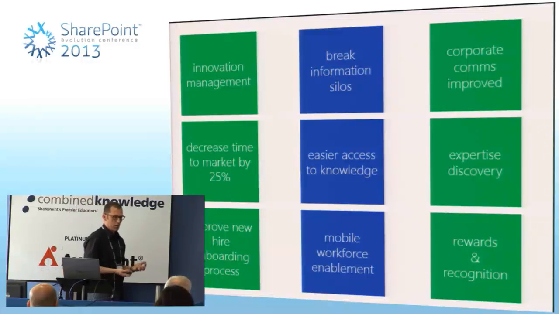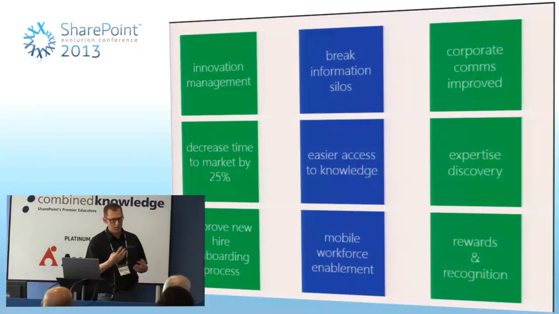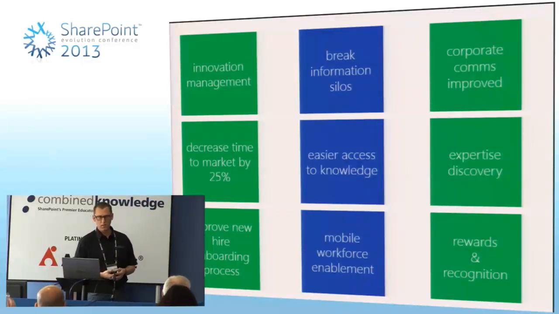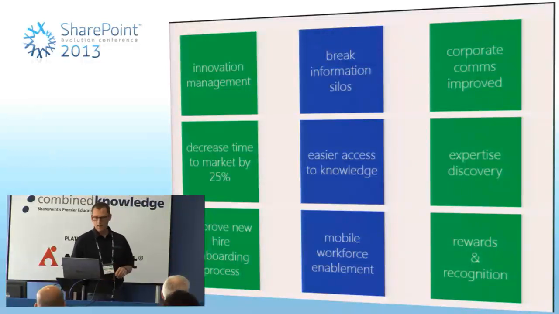Some of them you will never be able to put into figures, because mobile workforce enablement, what is that? So if people can access your information when they're on the road, that's something you accomplish, but how do you measure that? Or how does it make them more productive? What is their production gain if they actually can do that? So it's hard to put this into figures, but still there are some specific goals that we need to set here.